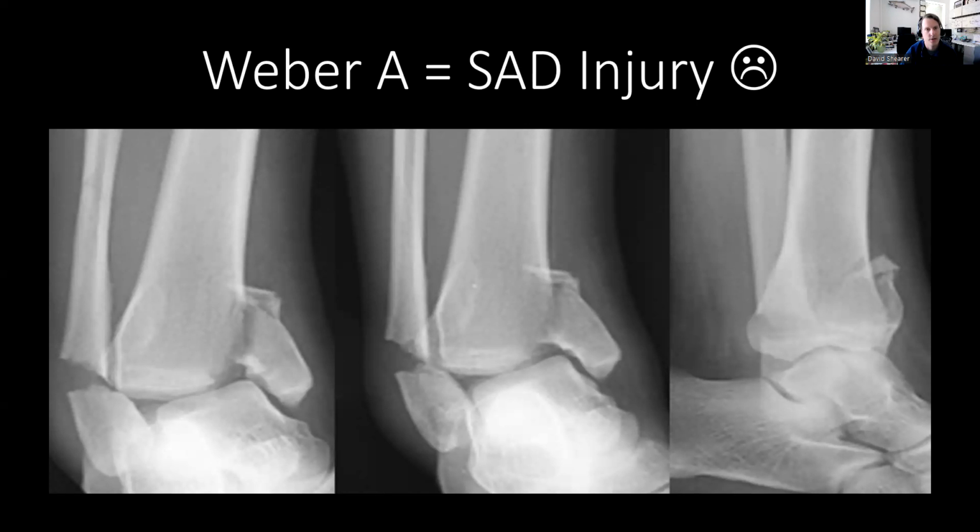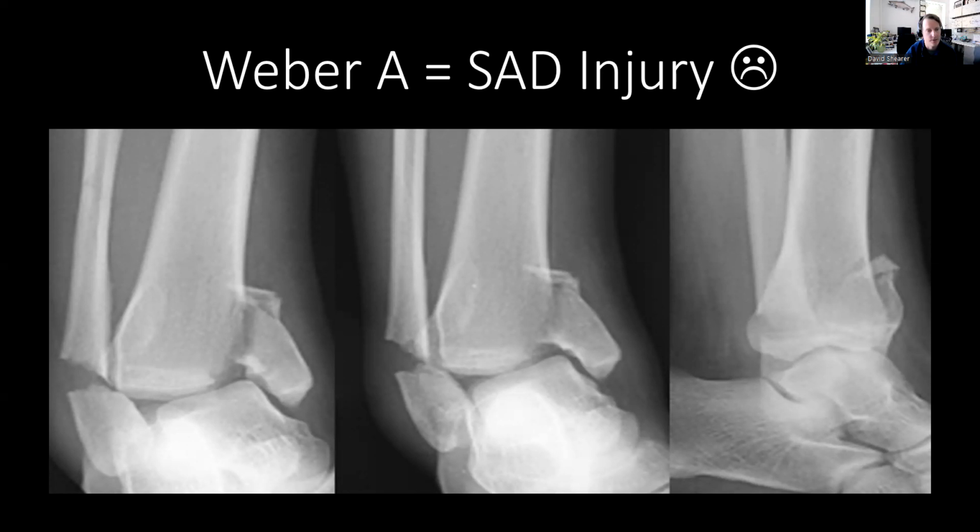So here's a very typical example of a Weber A or supination adduction type injury. We often jokingly call this the SAD injury. And the reason for that is that, again, remember that the talus, in this very exceptional case, is going medially rather than laterally. This has really important implications for treatment for a couple of reasons. First, if you're doing a closed reduction, the reduction maneuvers are going to be opposite of the reduction maneuvers for the other injury patterns where the talus is going laterally. You would not want to apply a Quigley maneuver to this fracture, or you'll actually worsen the deformity.